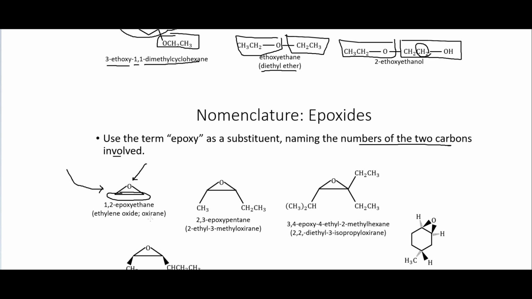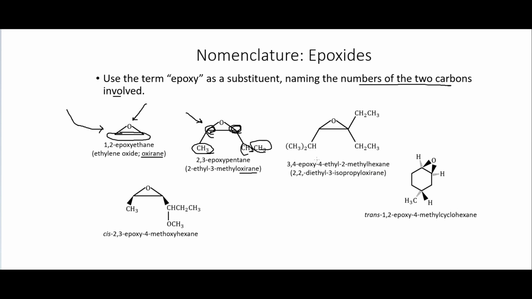So another way that these are often named is using this word oxirane. So this one could be called ethylene oxide or oxirane. And so then the next one right here, we have 2,3-epoxy pentane. So this is our one carbon, 2, 3, 4, 5. So it's a pentane, and the epoxide is on the 2 and 3 carbon right there. So that means 2,3-epoxy pentane, or 2-ethyl-3-methyl-oxirane. This one over here, a little bit more complicated.